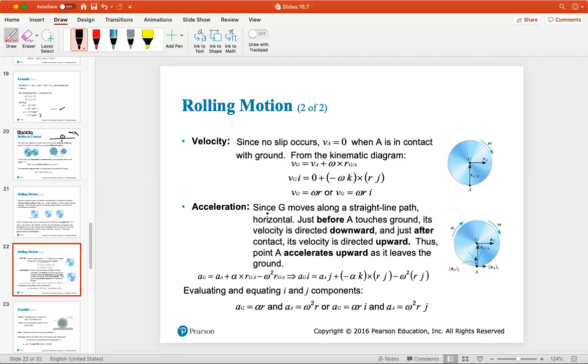They're saying in words what I was trying to show you. So they say, since G moves along a straight line path, just before A touches the ground, its velocity is directed downwards, or just after contact is directed upwards. So they're saying that at the point of contact, there's no forward motion. It only has vertical motion. In fact, if you remember that sort of pattern I have, you can see they've traced in the paths there.